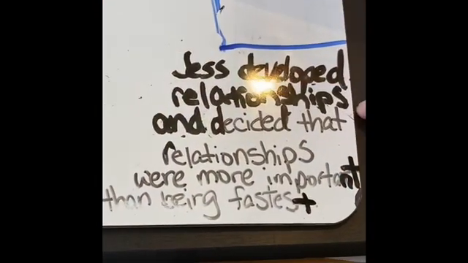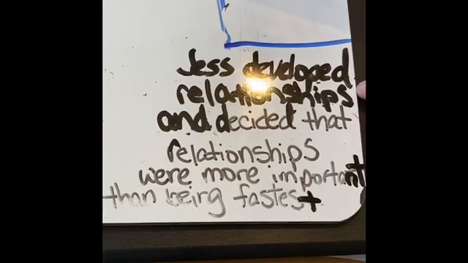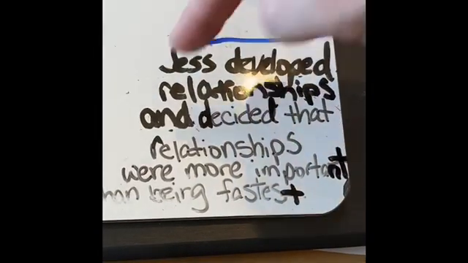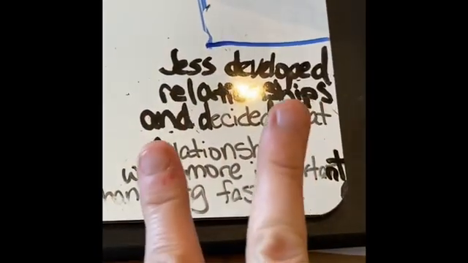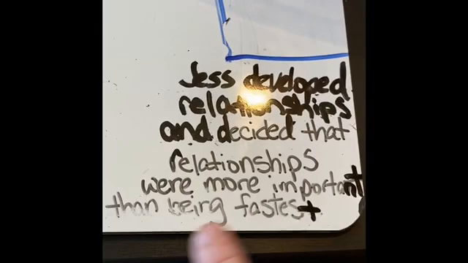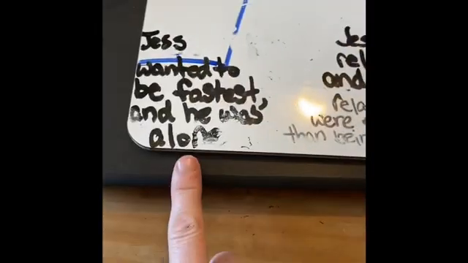Then at the end, who else did he put over being the fastest person? What relationship did he decide was more important than being the fastest? We talked about it earlier. Maybelle, right? So he decided that relationships were more important than being the fastest in the 5th grade. Let's write that down. This really resolves both of the conflicts that we introduced at the beginning of this diagram. That he was alone, well, now he has relationships. Jess developed relationships. And that he wanted to be fastest was resolved with the second half of the sentence, and decided that relationships were more important than being fastest. So now we have a conflict, we have a resolution.